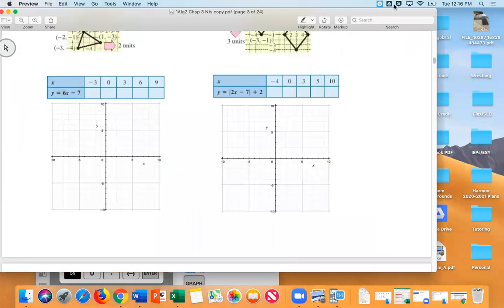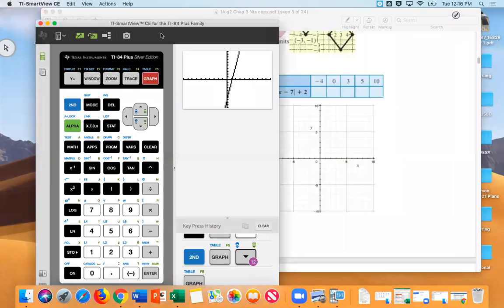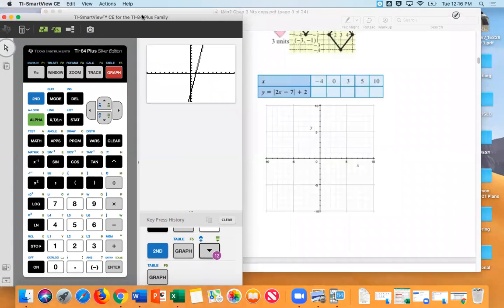Now, I need to do this one. Chris. Chris. Yeah. Chris, what do those lines mean? There's like straight lines.